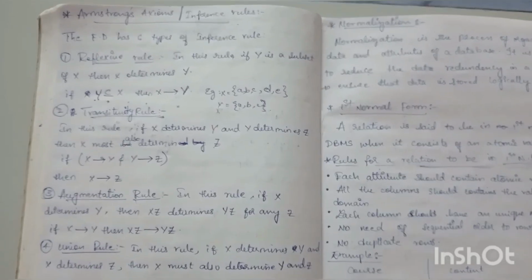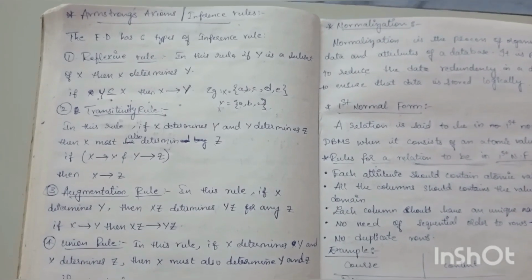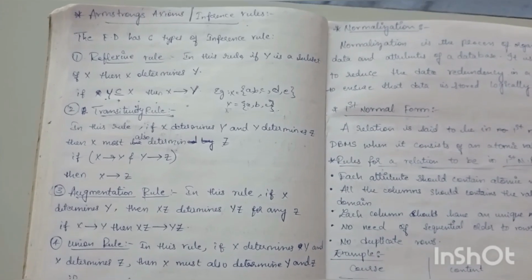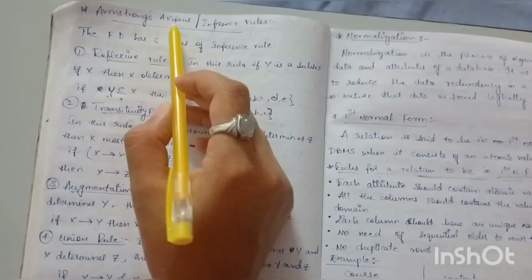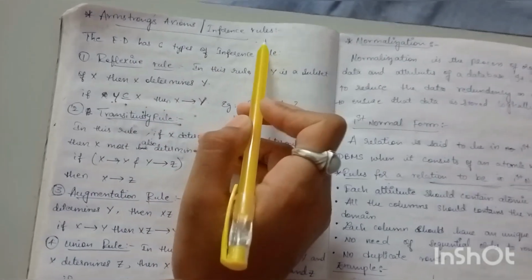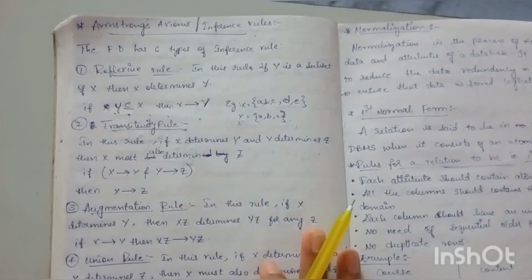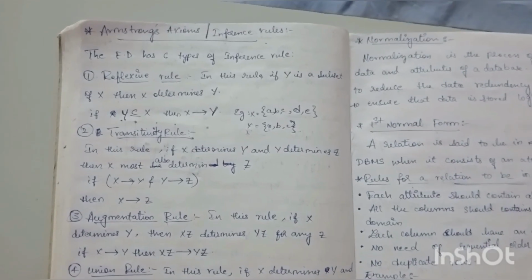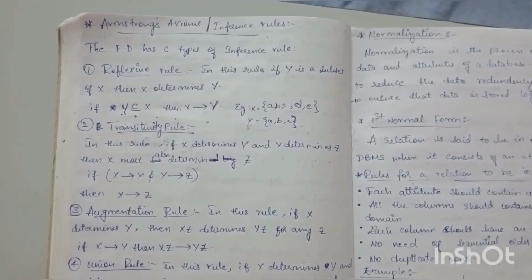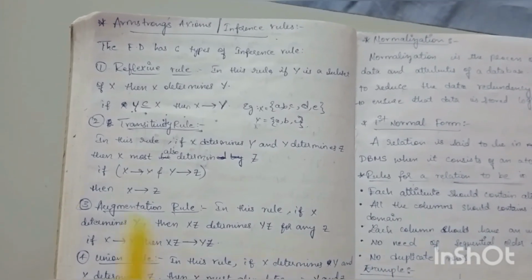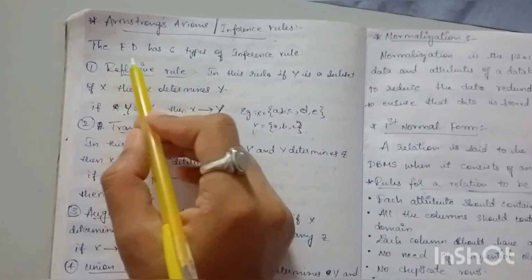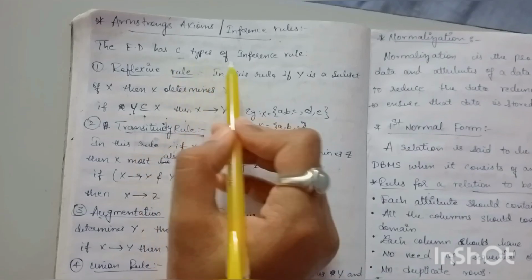Now let us see some rules, which we also call Armstrong's axioms or inference rules. I'm discussing the rules as well as providing you the notes of it so that you can study it for theory exams also. Functional dependencies consist of 6 types of rules.